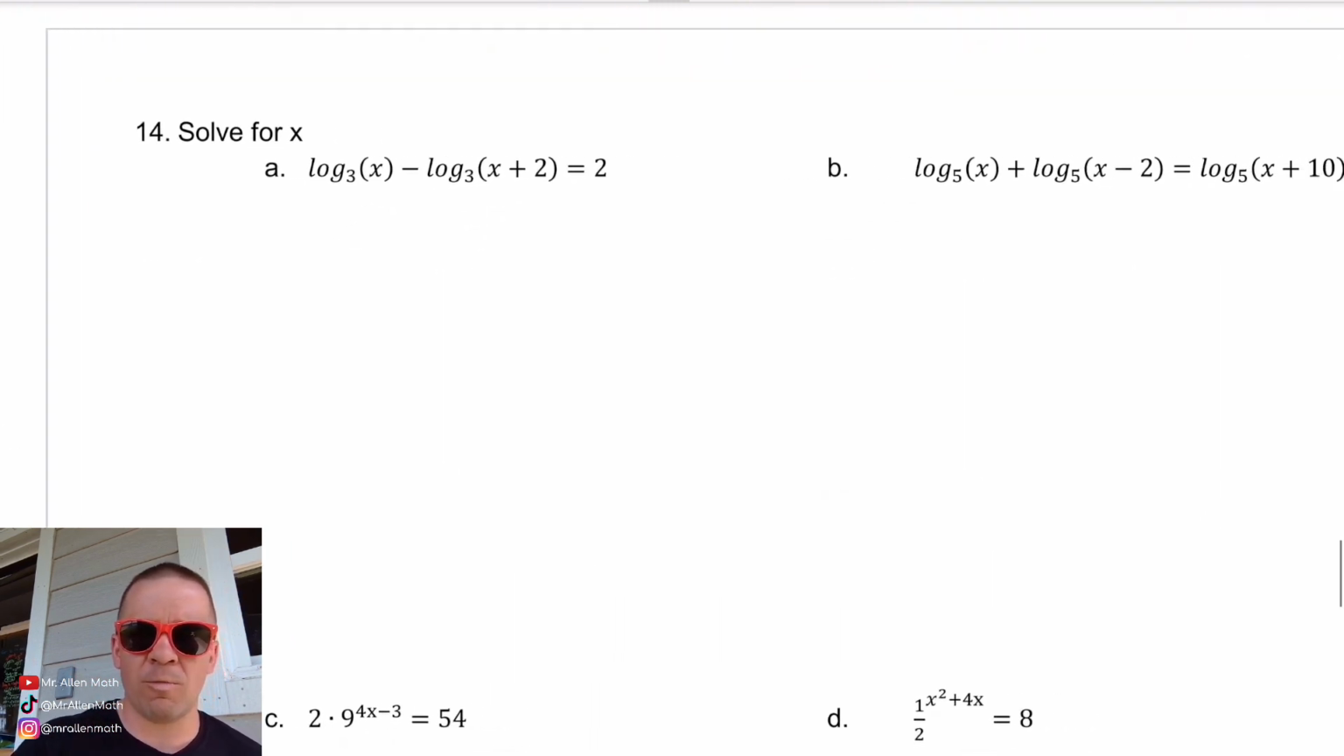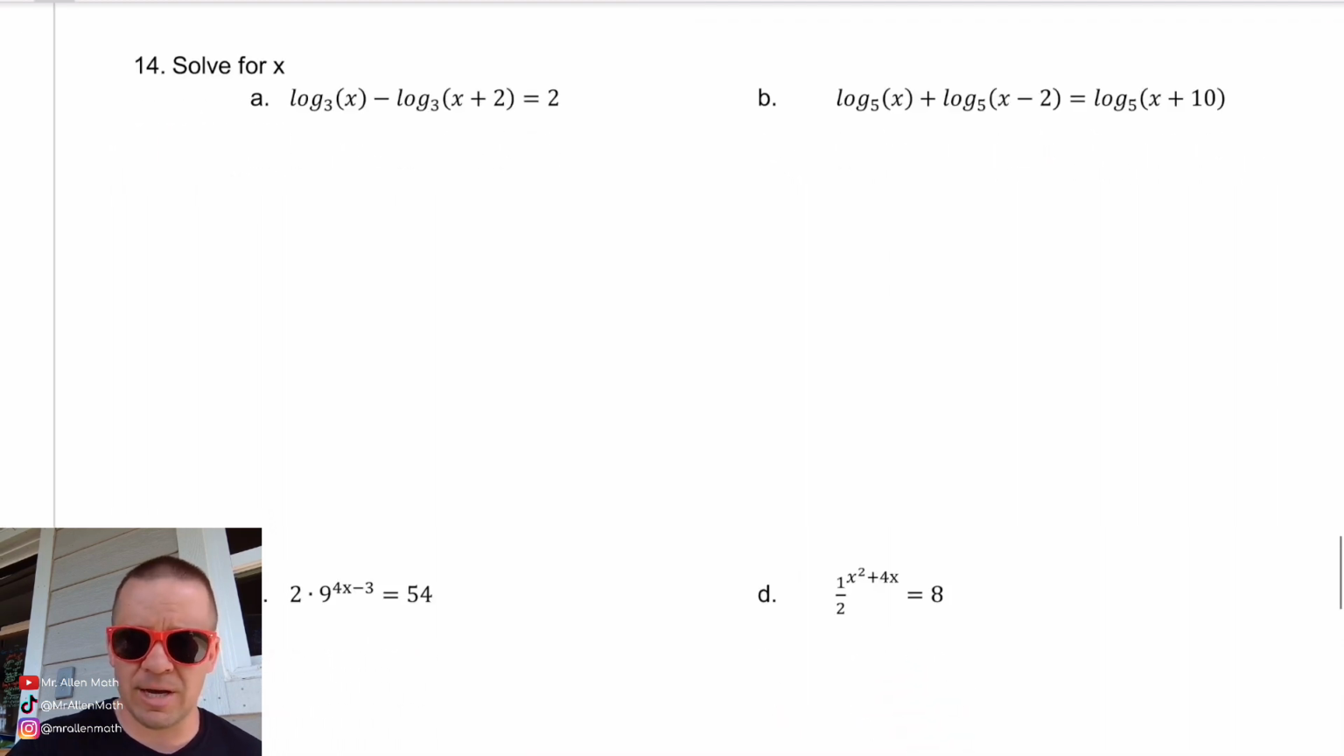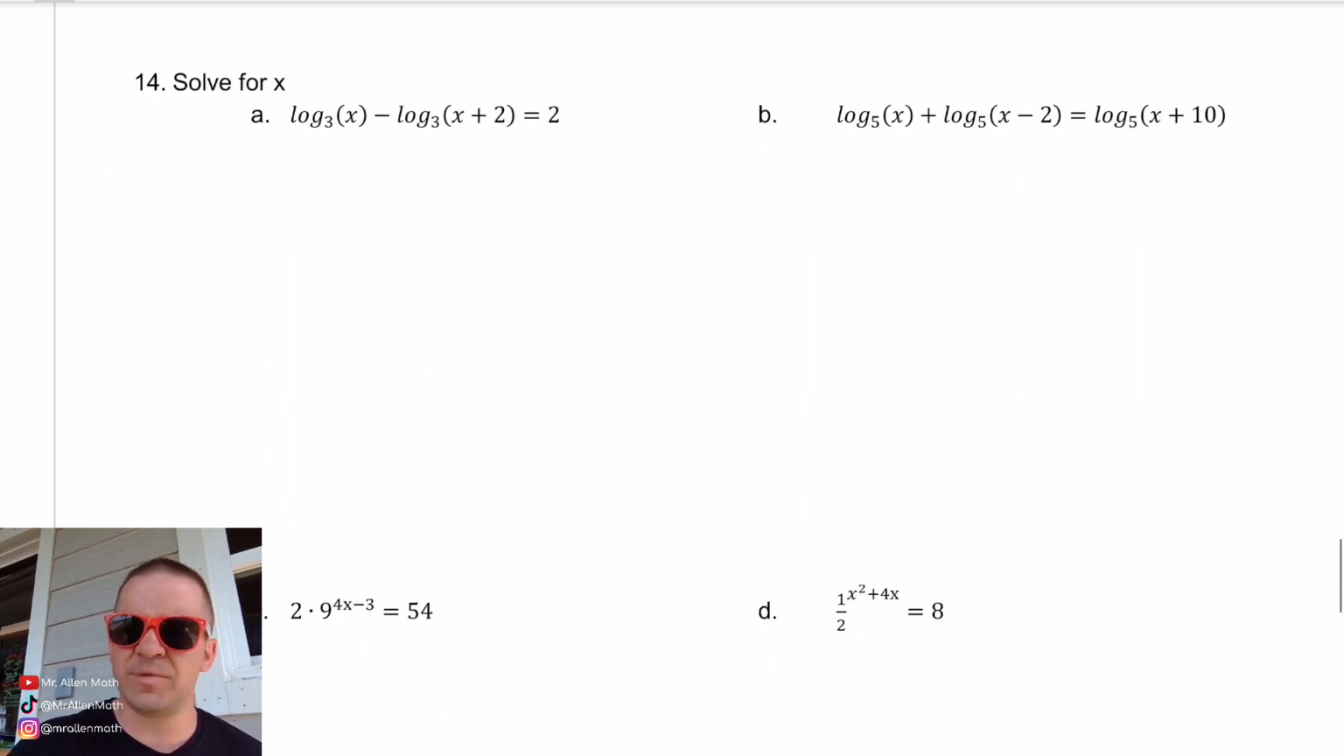We got one more page, baby. One more page. A lot of solving on this one, it looks like. Okay, so yeah, we got 6 solving. I can count.